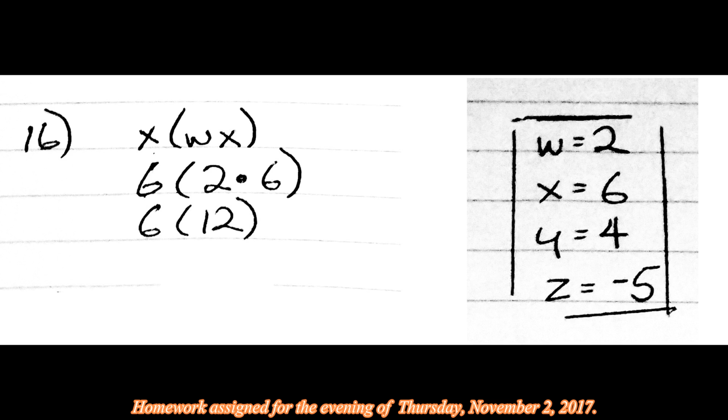That becomes 6 times 12. Do the 2 times 6 first because it's in parentheses. 6 times 12 is 72. So make sure you remember your order of operations.